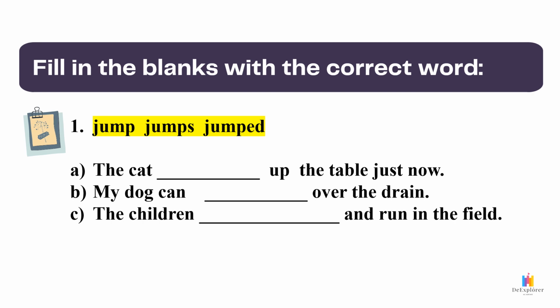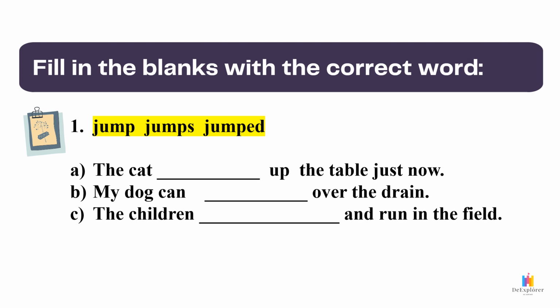Okay, then you look at B. B sentence, my dog can over the drain. Drain 就是水沟。So 我的狗可以跳过水沟，可以跳。So this is present, 一个事实, present tense showing a fact. But don't forget base form verb can. Can is a base form verb. So afterwards you can circle the word can.